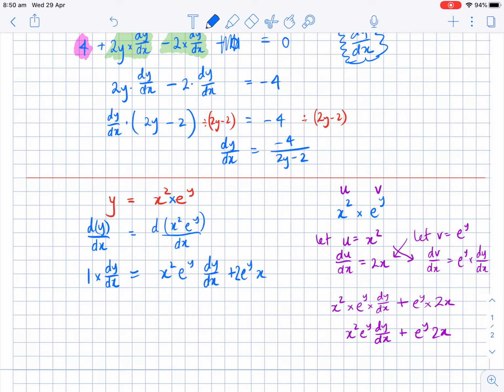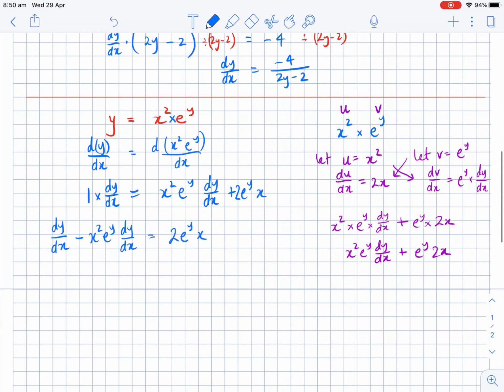There's my expression. Now I want to find out what dy dx is, so I have to get my dy dx parts together. I'm going to start on the left-hand side here. I already had a dy dx, and I'm going to subtract x squared e to the y dy dx. So I bring both my dy dx's to the left-hand side, and on the right-hand side I've got 2 e to the y x. So we've really got to get our algebra skills cranking here. We've got to be onto it, and you've got to keep careful note of what everything is. And that only comes with practice.